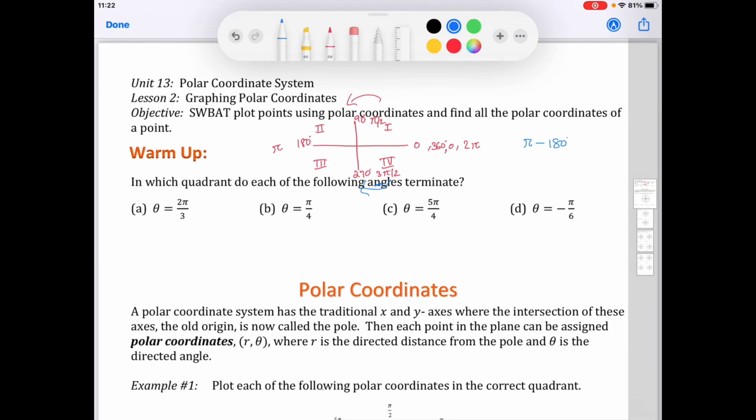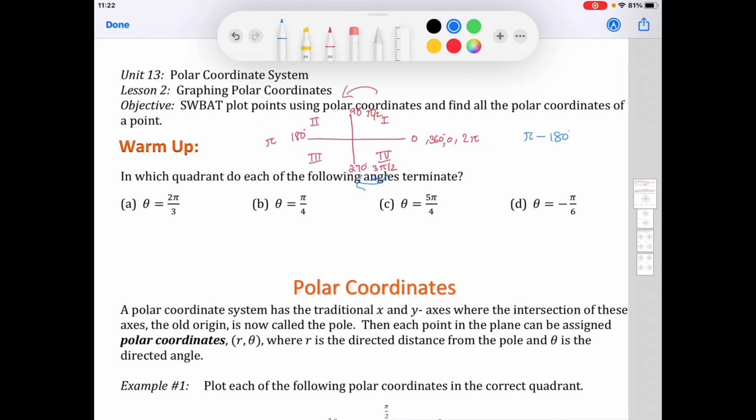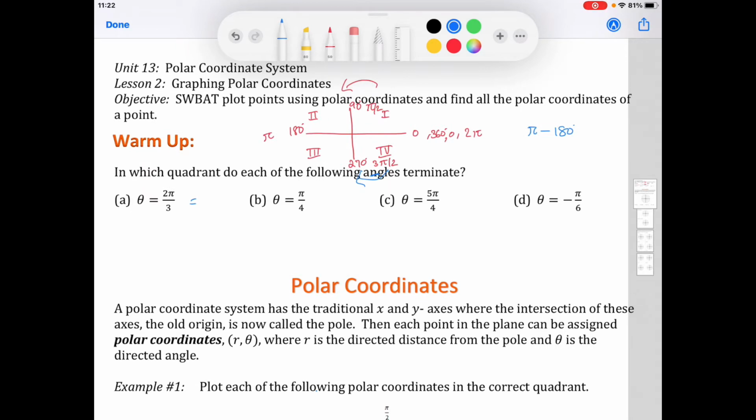So it's asking us for where these angles end up, right? I already wrote it here, 2 pi over 3. 2 pi over 3 is actually 120 degrees. How do I know? Substitute pi with 180 and divide by 3. 3 goes into 180 60 times. 2 times 60 is 120 degrees. So 120 degrees is between 90 and 180, so it's the second quadrant.